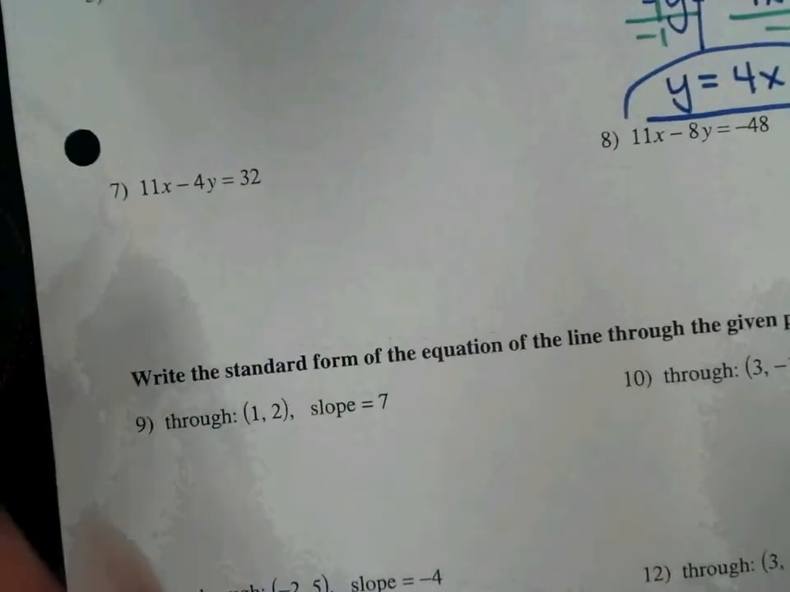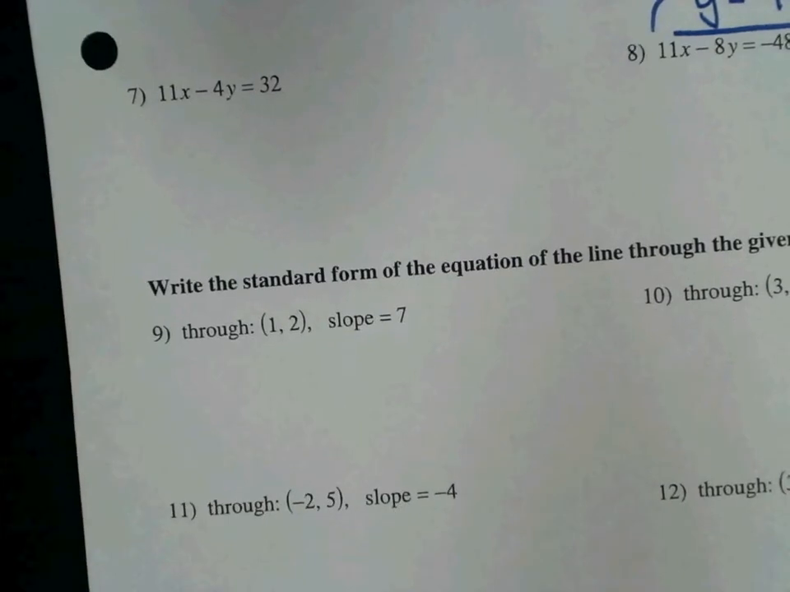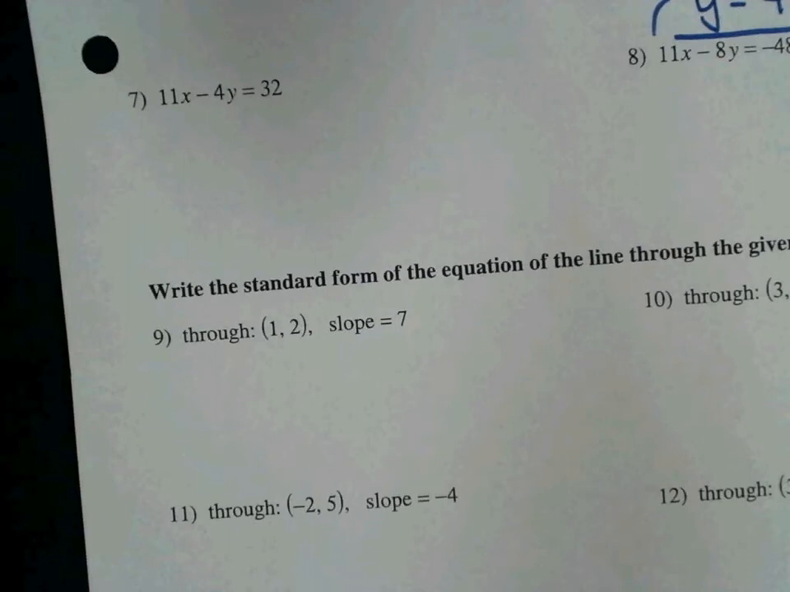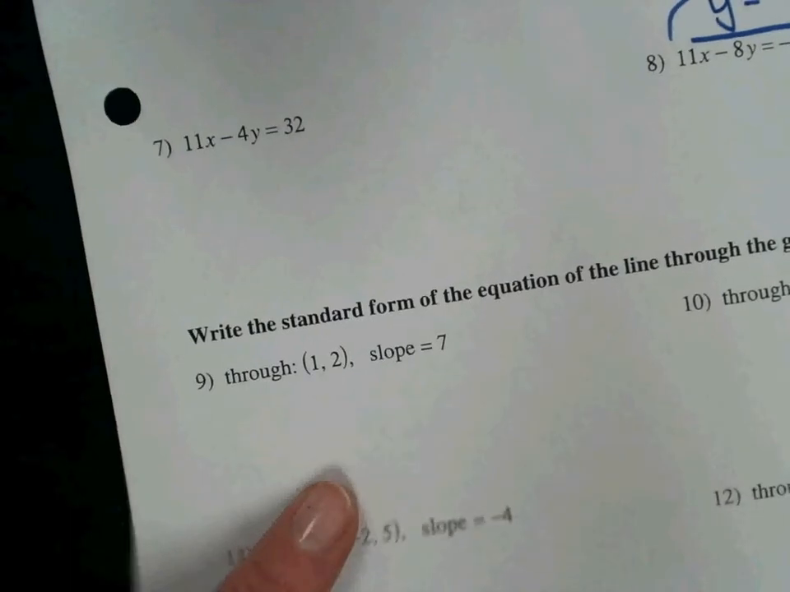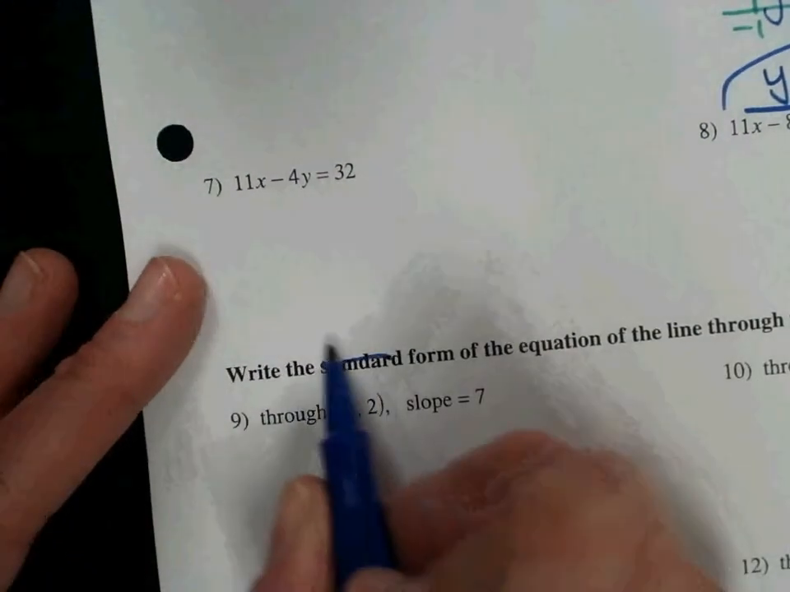Next section, it says write the standard form of the equation of the line through the given point with the given slope. Which form do you wish we were putting this into? Raise your hand. Slope-intercept is one idea. Point-slope. They gave me a point and the slope. So the one that most naturally follows would be point-slope form. So let's change the directions to say point-slope.